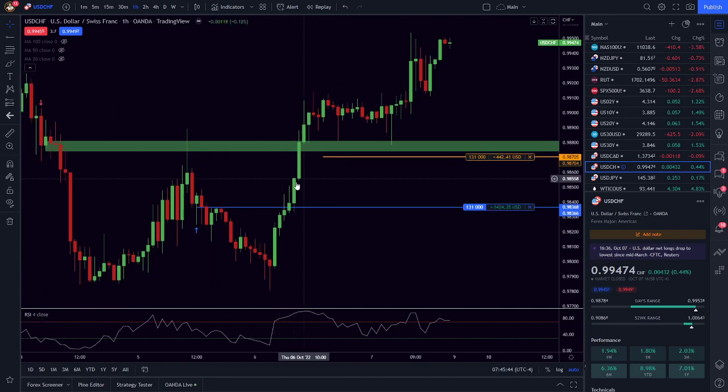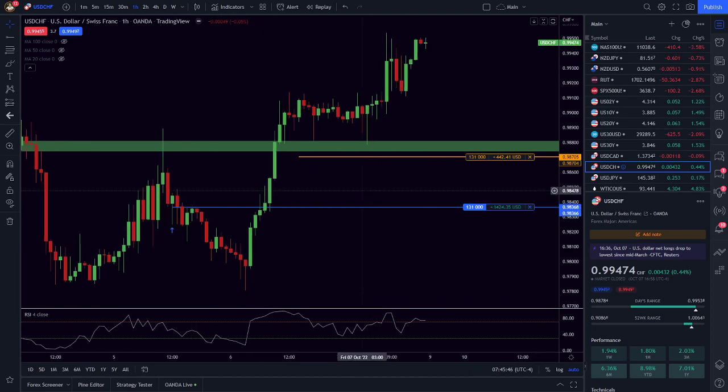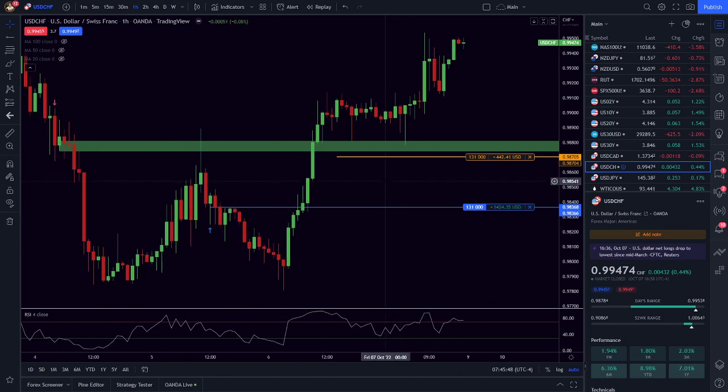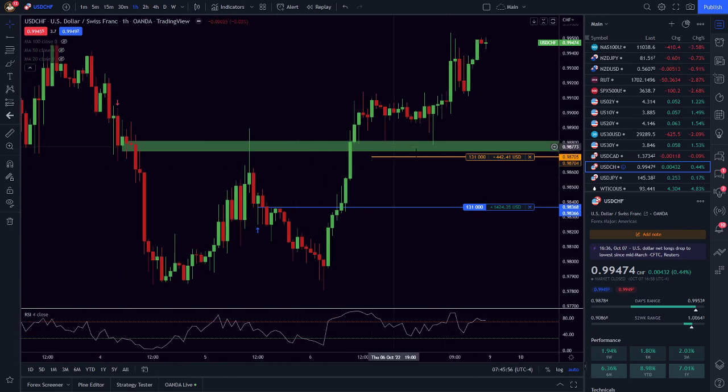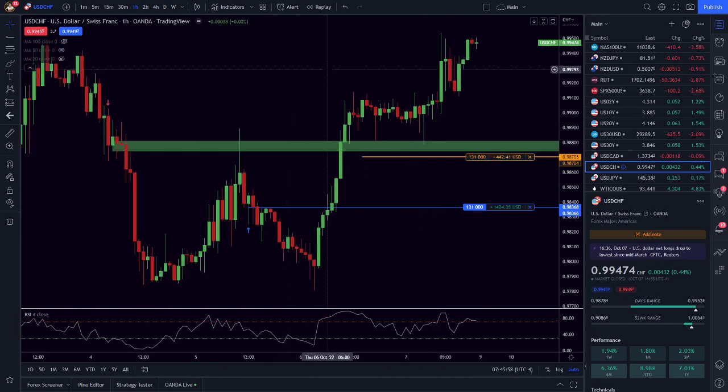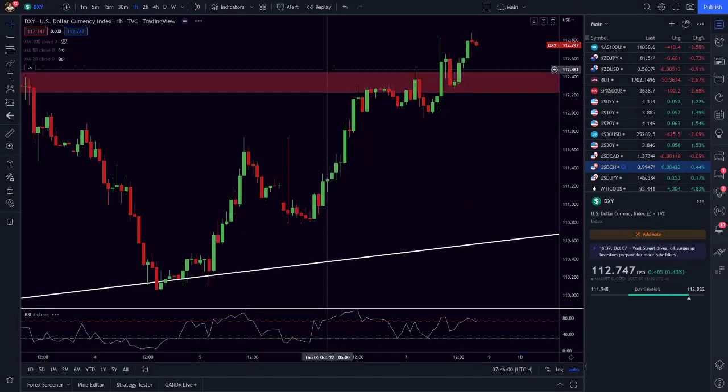So anyways, this is a trade that I'm in. I know it's not the most glamorous size in the world. It's not like I'm making 50 grand a day or anything like that. But it's a real trade, and this is one that I'm currently watching myself, so there's some skin in the game for you. So dollar Swiss, I'm looking for this thing to continue higher, and that brings me to the dollar in general for a moment.